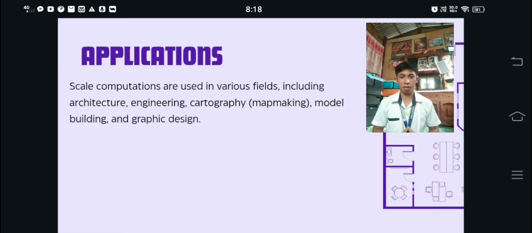Next is applications. Scale computations are used in various fields, including architecture, engineering, cartography, map making, model building, and graphic design. So those are examples of where computing of scales can be used.